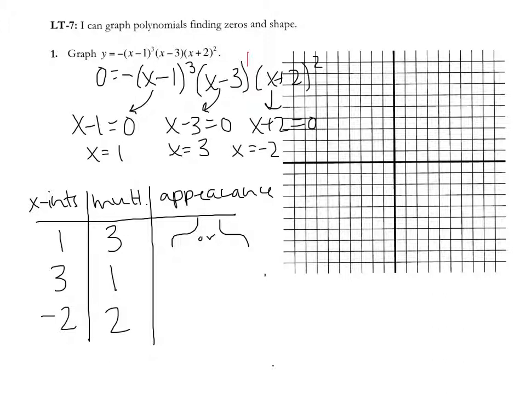Our next multiplicity is 1. So near that x-intercept, our graph is going to pass straight through. It could be passing through and going upward, or passing through and going downward. And our final multiplicity is 2. Remember, any kind of an even multiplicity, near that x-intercept, our graph is going to touch the x-axis and turn back around.